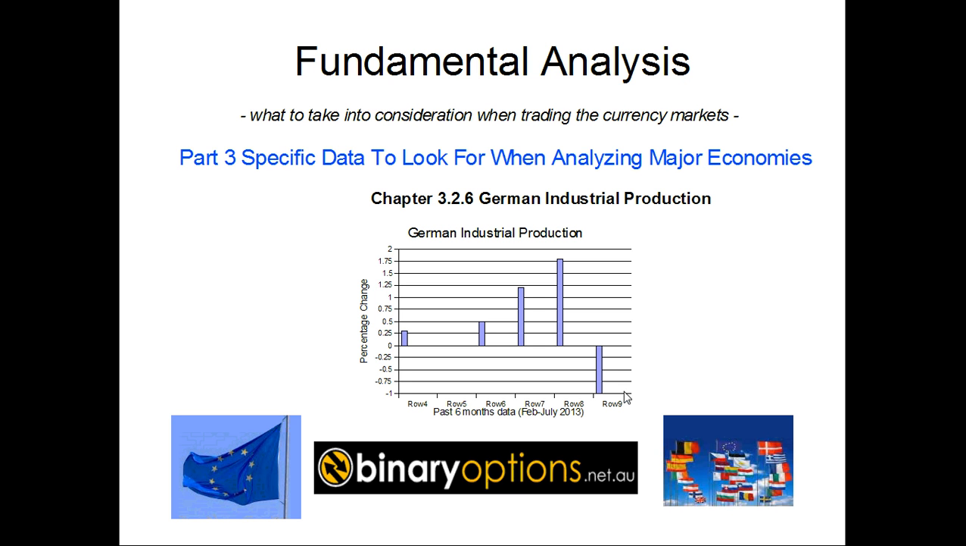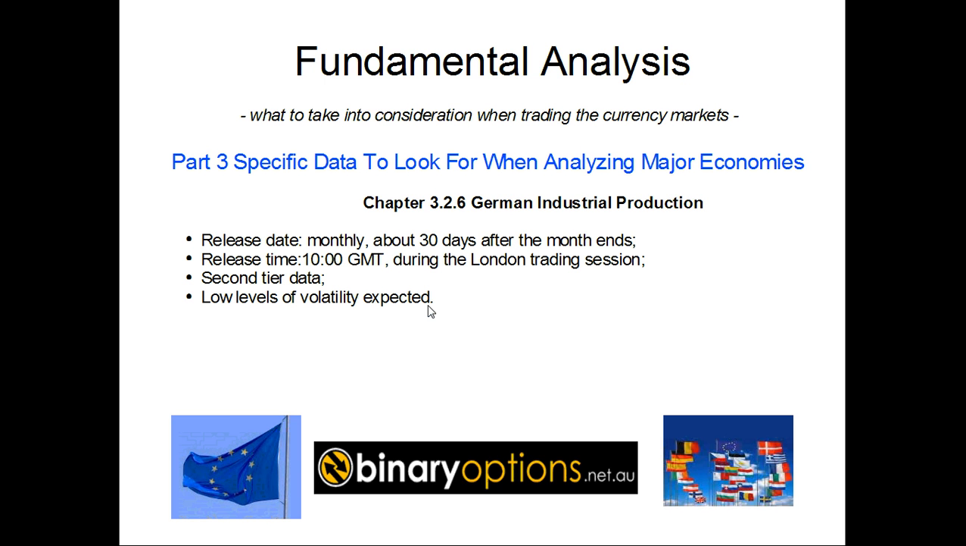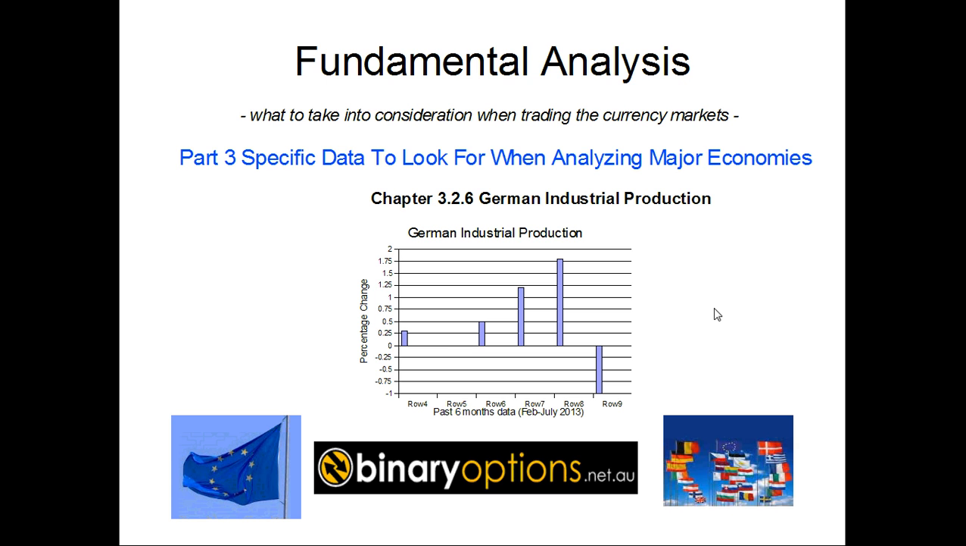So if you are trading binary options and you are looking for your options to expire in the money, and you're looking for such an economic release, let's say you are looking at the German factory orders, you are seeing the negative trend for June and July, and you are looking for something like this to happen also when the industrial production is going to be released, then you just wait for the release date of the industrial production, which is monthly, about 30 days after the month ends, 10 GMT during the London trading session, and you are just trading what you are interpreting from this fundamental analysis.